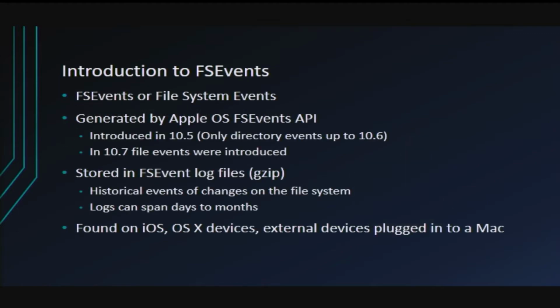So FSEvents, or file system events, are changes to objects on a file system, that is, a volume that has been mounted within macOS. If you're familiar with Windows and the NTFS file system, then you may also be familiar with the USN journal, which also contains historical changes of file system objects over time. These are generated by the Apple OS FSEvents API.